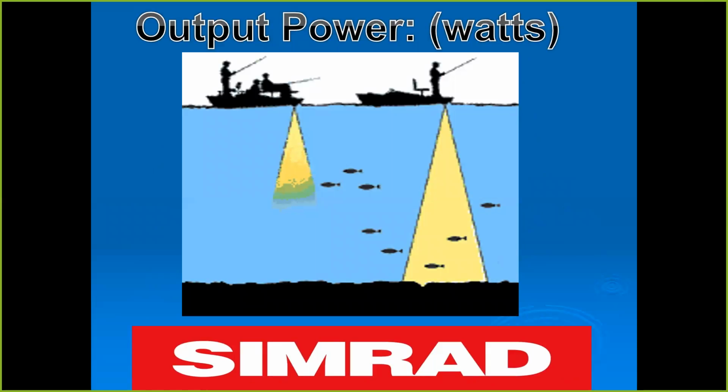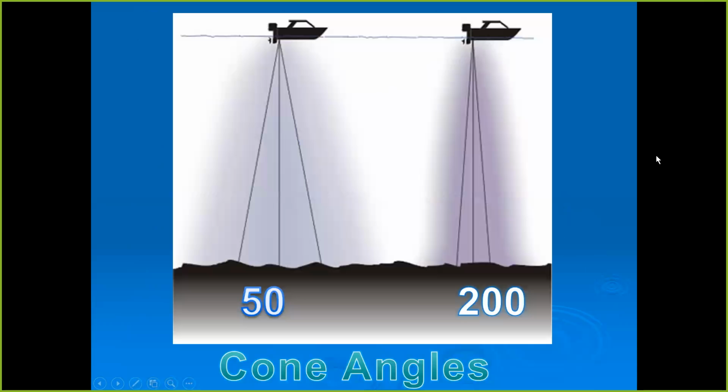Number one, you want to look at output power, and that's going to be reflected in either RMS, which is root mean square watts, or peak to peak. These days you should see a peak to peak of between 500 and 1,000 watts at a minimum. Some commercial fishing gear even broadcasts more, and there are different sounder cone angles.